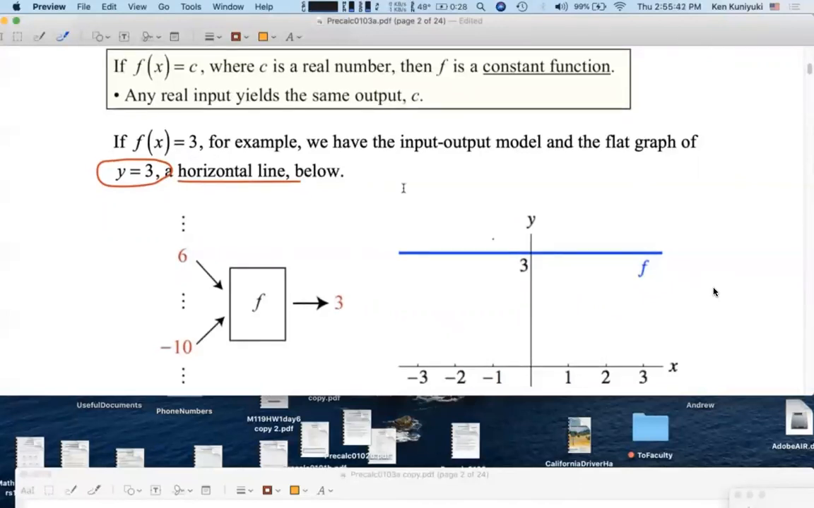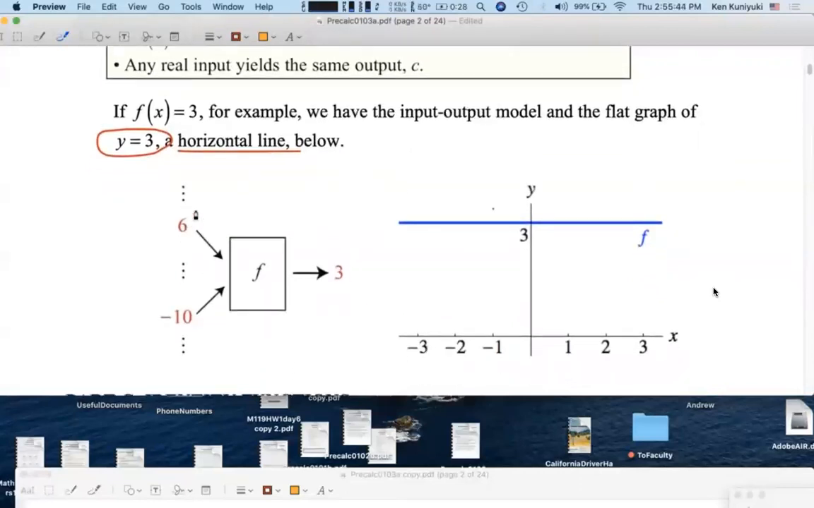Another way you can see it's a constant function is that whatever the input is, 6, -10, whatever, the output's going to be 3. The input could be 1 and the output is 3. The input could be pi and the output is 3. The input could be -3 and the output is 3. Every real input will yield the same output, 3.